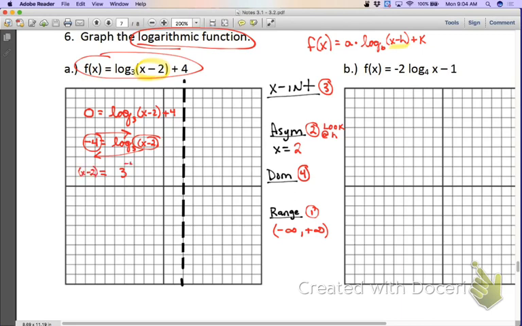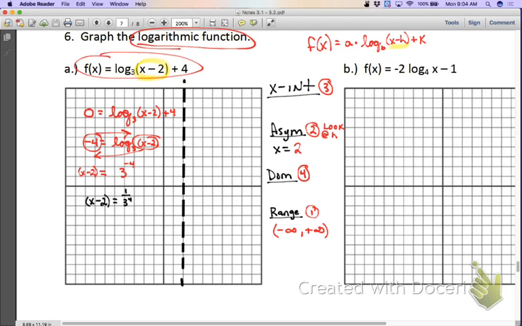So I have 3 to the negative 4th power. If it's 3 to the negative 4th, what's that going to do to my base? What's it going to do to my number on the right side? What does a negative do to anything? It makes it a fraction, it flips it over, right? So I'm just going to rewrite the x minus 2, and I'm going to have 1 over 3 to the 4th.